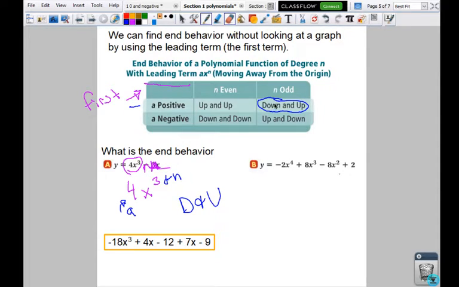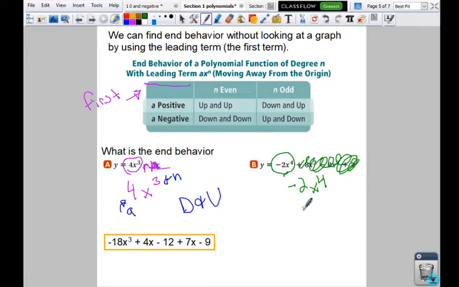Let's go to part B here. Is part B in standard form already? Yes, it is. When it's in standard form, all I care about is the leading term, negative 2x to the 4. I don't care about the other garbage right now.